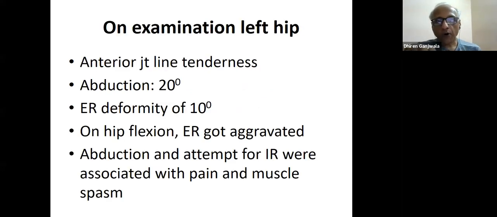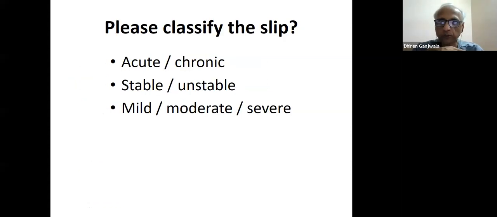On examination, there is tenderness over the anterior joint line, abduction is restricted to only 20 degrees. There is an external rotation deformity, and internal rotation is not possible. When you try to carry out hip flexion, it goes into external rotation, and the knee to axilla sign is positive. Abduction and attempted internal rotation were associated with pain and muscle spasm. So what you said is absolutely right. That is what we saw in the examination.